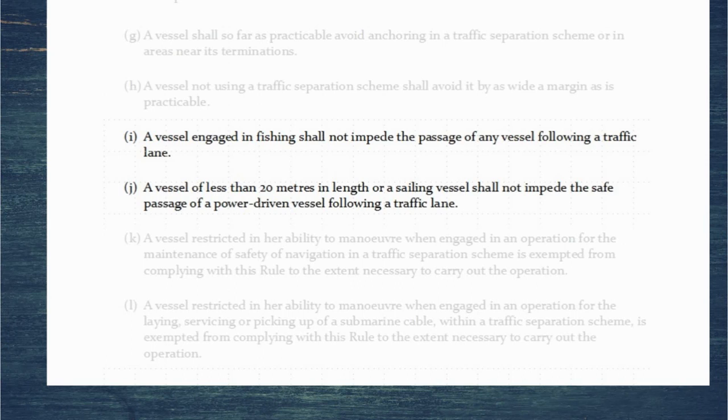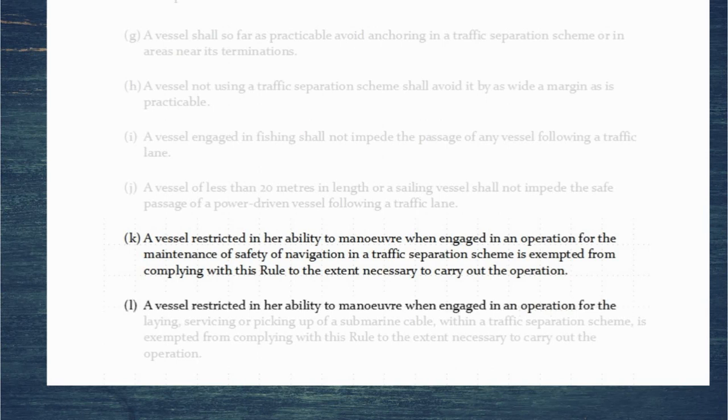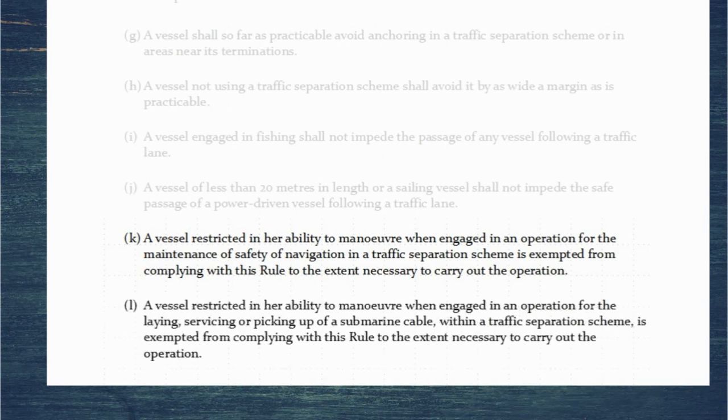following traffic lanes. Then the final two paragraphs are exemptions to the rule. If you're restricted in your ability to manoeuvre, engaged in operation for the maintenance of safety of navigation in a traffic separation scheme, and if you're restricted in your ability to manoeuvre, engaged in laying, servicing, or picking up a submarine cable within a traffic separation scheme, both situations you're exempted from complying with this rule to the extent necessary to carry out the operation.